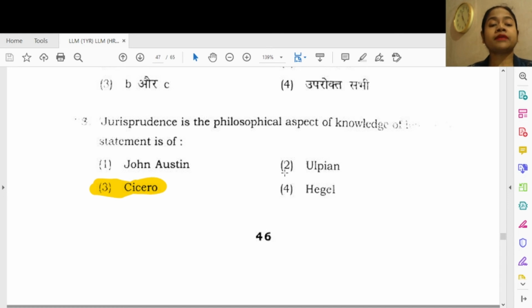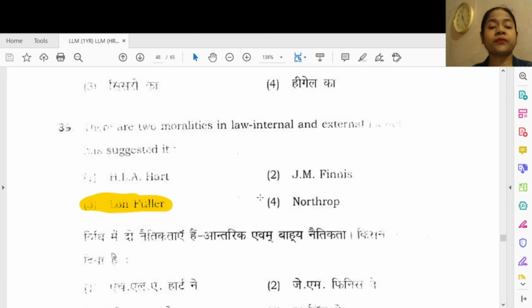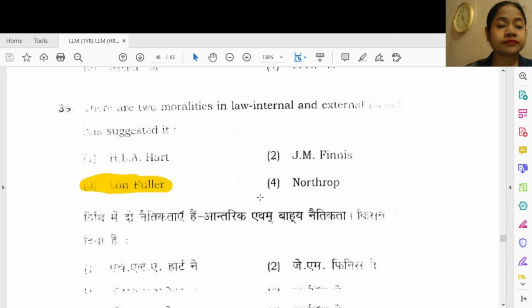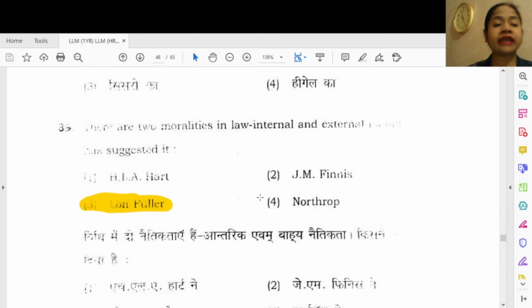The next question. Jurisprudence is a philosophical aspect of knowledge of law. This statement has been made by option number 3, Cicero. Question number 95. There are 2 moralities, internal and external. So this has been suggested by Lon Fuller, option number 3.